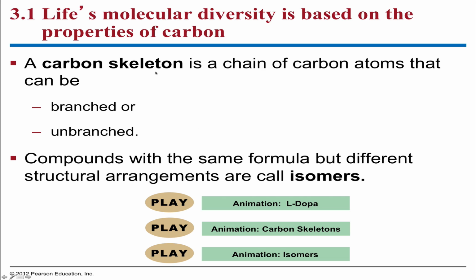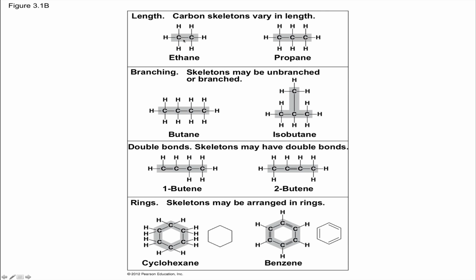So carbon skeleton is a chain of carbon atoms that can be branched or unbranched. Compounds with the same formula but different structural arrangements are called isomers. And we'll look at examples of this next. When you look at the carbon skeleton, this is what we're talking about.